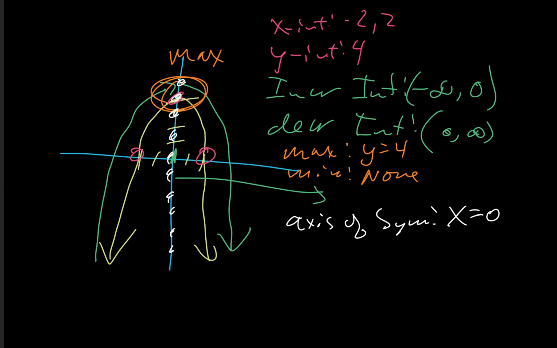Now we have end behavior. So we ask the question, as we go to the right, what do we do? We go down. So end behavior, as x approaches infinity, or as we go to the right, y approaches negative infinity. We go down. So as we go to the right, we go down, or as x approaches infinity, y approaches negative infinity.